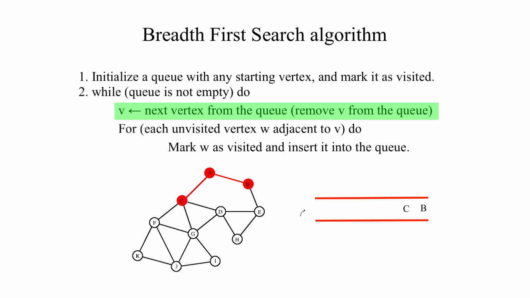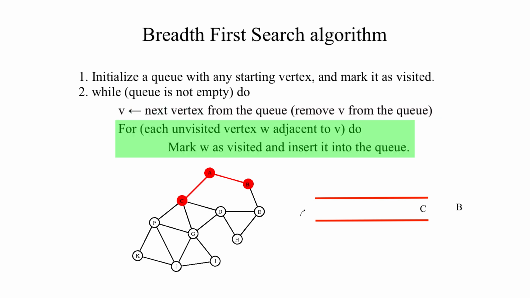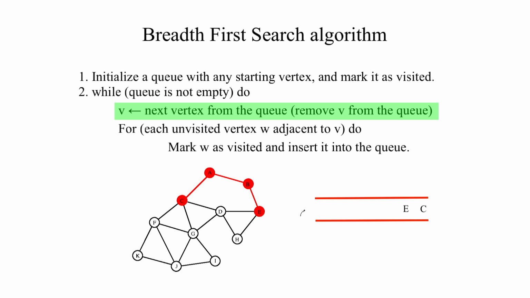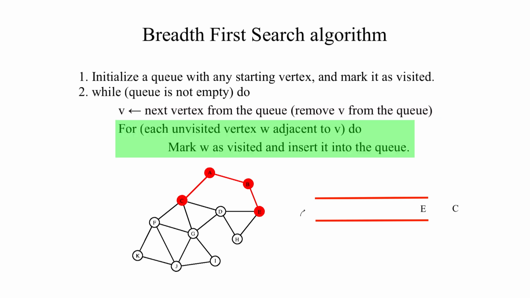Again, we take the next vertex from the queue, vertex B, and remove it from the queue. For each unvisited vertex adjacent to B, we mark it as visited, and insert it into the queue. So, we mark the vertex E as visited, and insert it into the queue. We take the next vertex from the queue, vertex C, and remove it from the queue. For each unvisited vertex adjacent to C, we mark it as visited, and insert it into the queue. So, we mark the vertices D, F, and G as visited, and insert them into the queue.